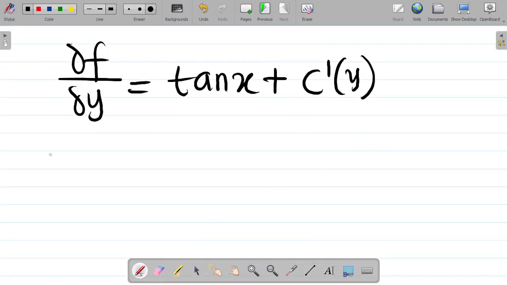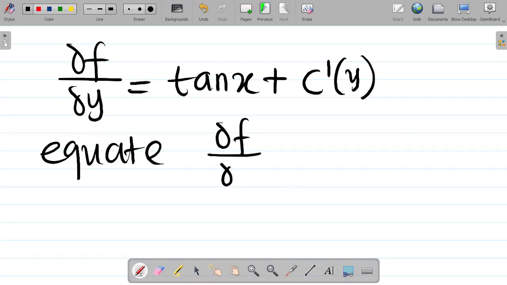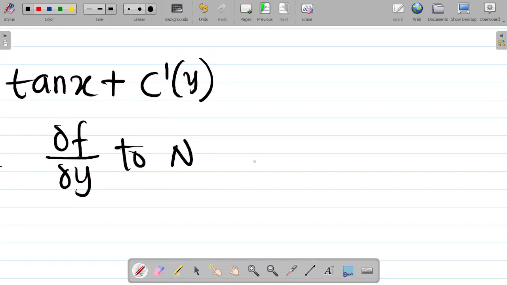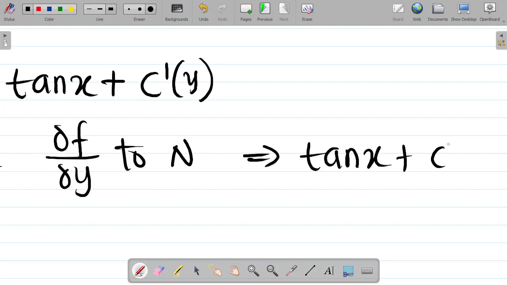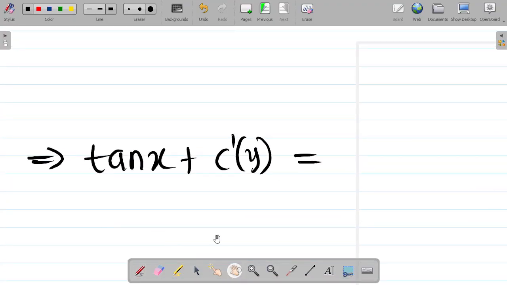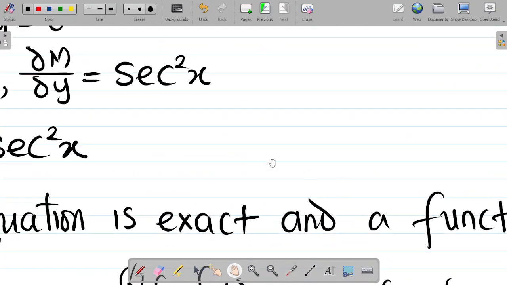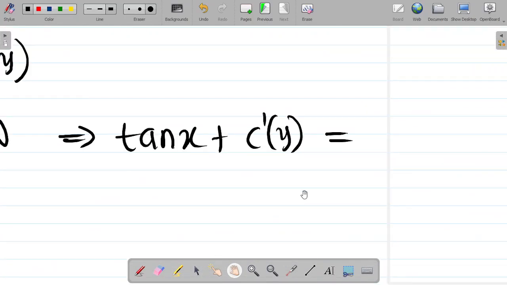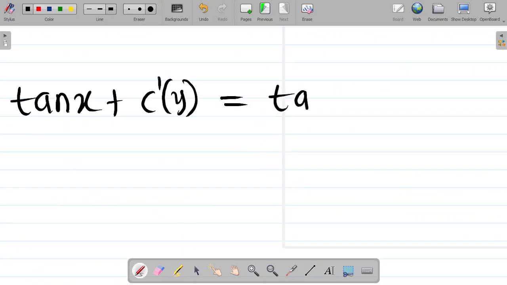After this, the next thing you do is equate partial f over partial y to n. Let's equate this. If I equate this, we have that partial f over partial y, that would be tan x plus c prime of y. Equate this equal to n. What's the value of n again? N is tan x plus 2y. All right. That's equal to tan x plus 2y. So we have this.